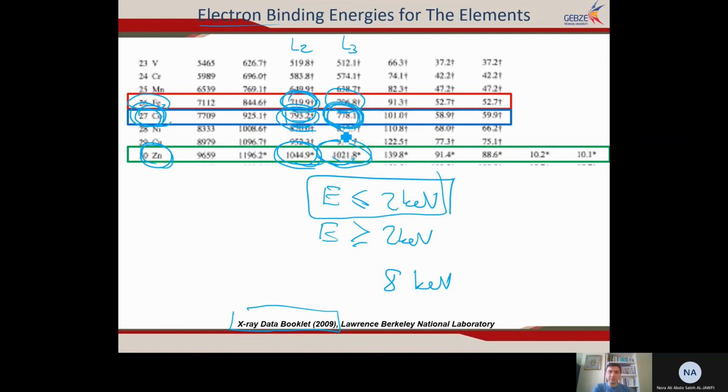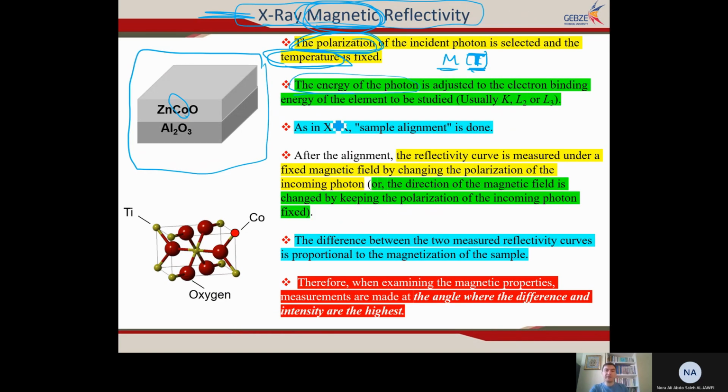So you have to choose this energy. If you are studying chromium, for example, you have to choose this one. If you are studying manganese, you have to choose this one. If you are studying nickel, then you have to choose this one, okay? So you select the energy of the incoming photon, usually the K, L2 or L3 edges of the elements.